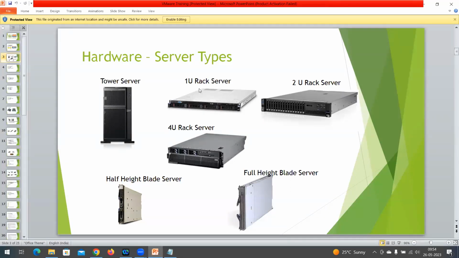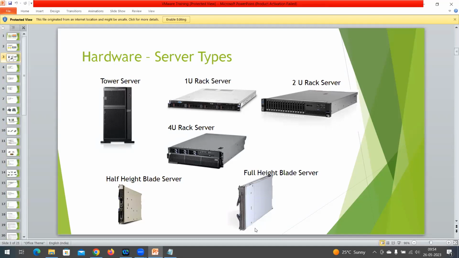For example, I'm using any one of these 3 pictures in a rack enclosure. For example, I'm taking this 4U rack server. In the same rack enclosure, I'm going to insert these 4U rack servers. How many? Maybe 6 servers I'm going to install. How many cables are required? 6 power cables, 6 network cables, 6 storage cables, all those things.